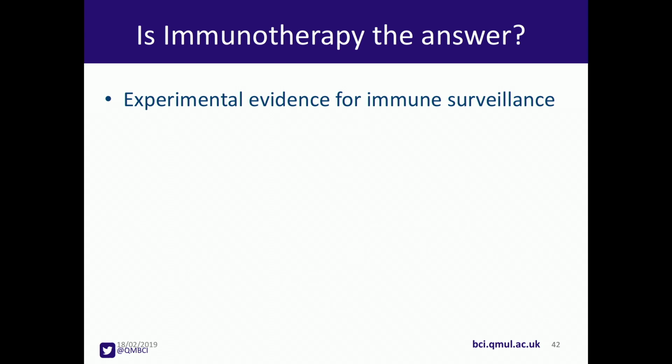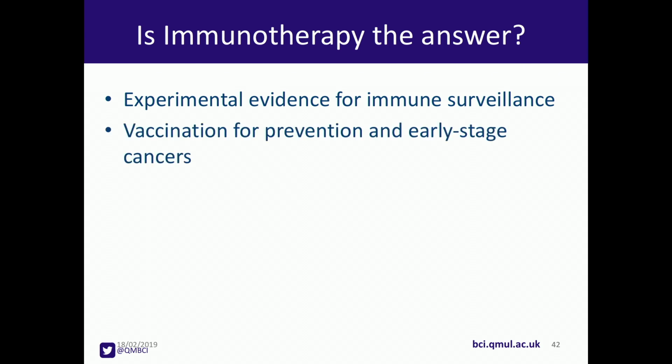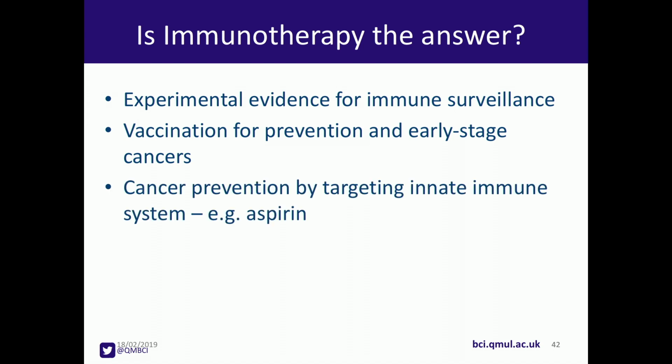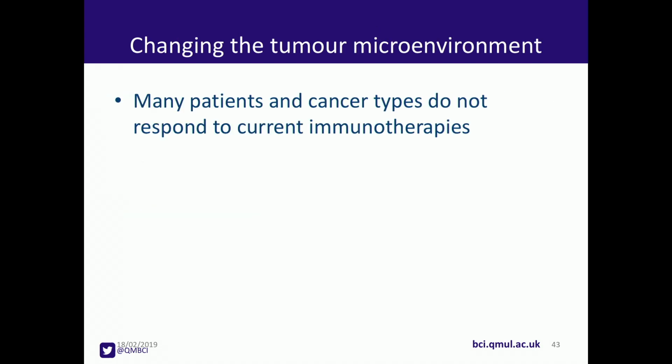So there's experimental evidence for immune surveillance. I haven't gone into it, but there are some quite good experiments from mouse models showing what we call immune surveillance: that the immune system is continually surveying our bodies for malignant cells, and most of the time successfully. We know we can use vaccines for cervical cancer, and I've talked about cancer prevention.